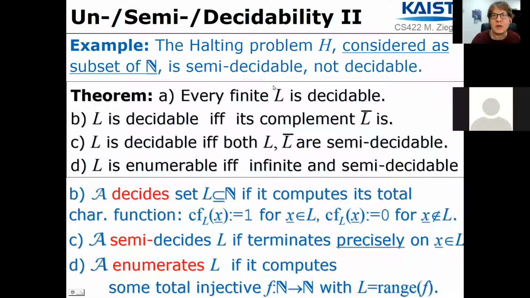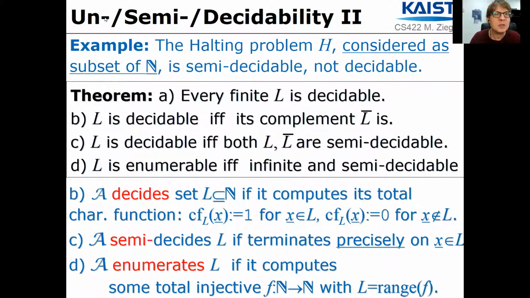And we are talking about formalizing what it means to be computable. And to this end, we have introduced the following notion: what it means to decide a decision problem, what it means to semi-decide a decision problem, and what it means to enumerate a decision problem, where a decision problem in our definition is just a subset of natural numbers.